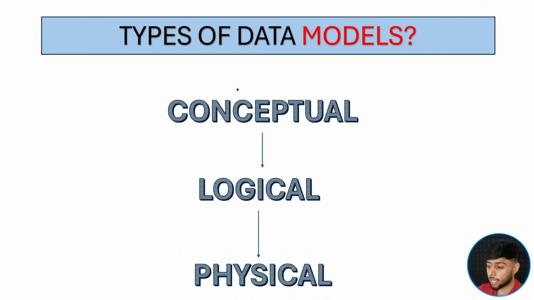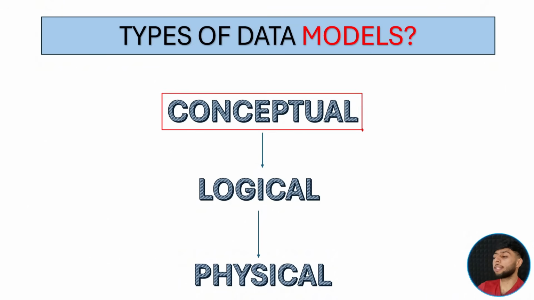It starts with a concept. That is why it is called a conceptual data model. So what will this type of data model have? Let me write it for you, and I hope you're taking notes. This type of data model will be holding high-level business requirements, or let's say high-level business needs, what they need in the data model.